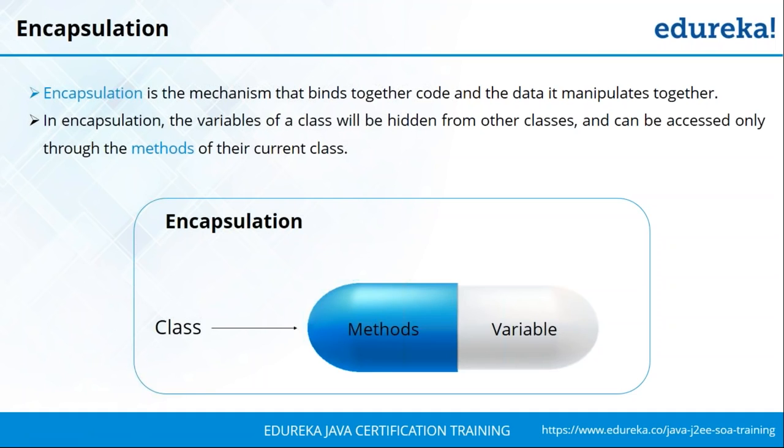To do that, you need to have an object from the class in which you want to change the variable. So basically what you're doing here is that you're binding the code and the data manipulation together. That is, if an object belongs to a class, then only a method from that class can change the value of that object. So are you clear with respect to encapsulation and inheritance?